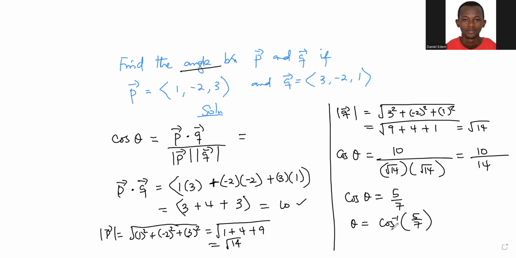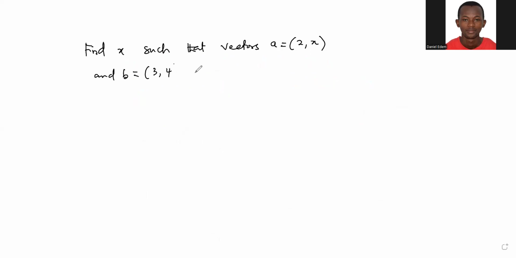Okay, let's move on to another question. Question says find x such that vectors A, which is 2, x, and B, 3, 4, are orthogonal.